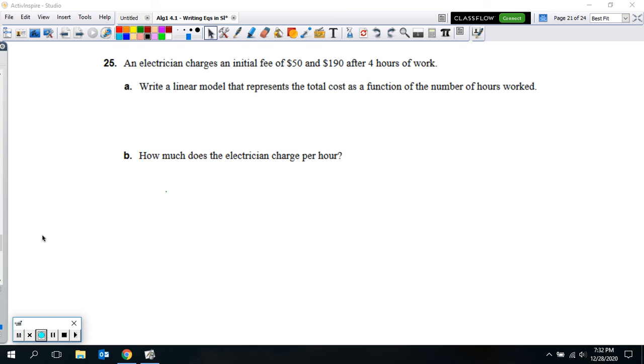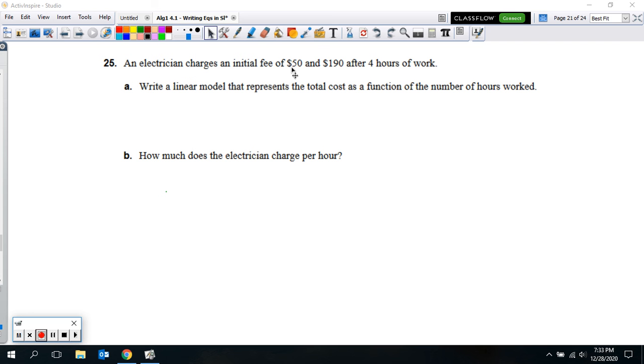All right, so here's 25. An electrician charges an initial fee of $50 and $190 after 4 hours of work. Letter A wants us to write a linear model that represents the total cost as a function of the number of hours worked. And then B wants us to figure out how much the electrician charges per hour. So here's what we will do. We can look at it as 2 initial points here. Obviously we have our initial fee right here.